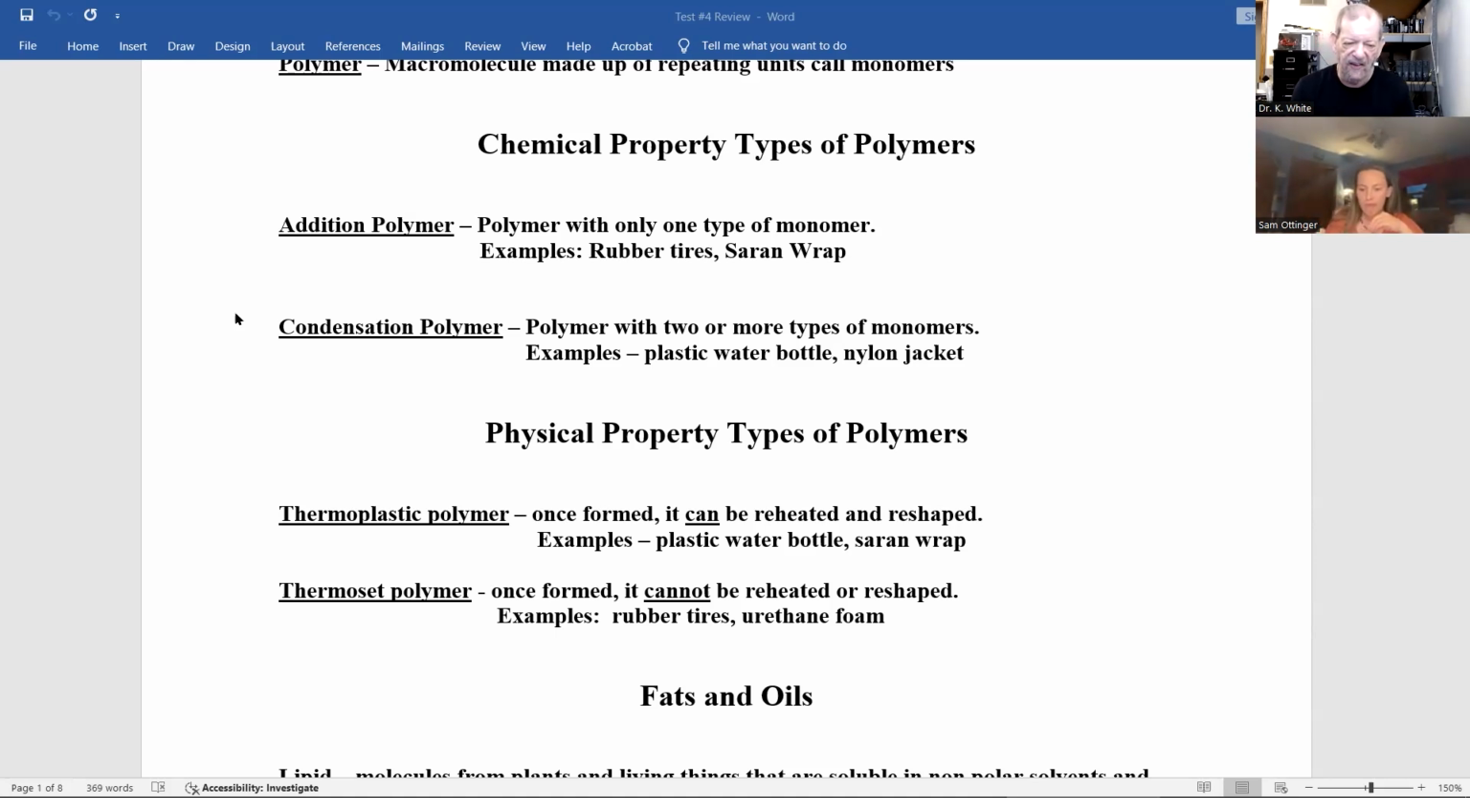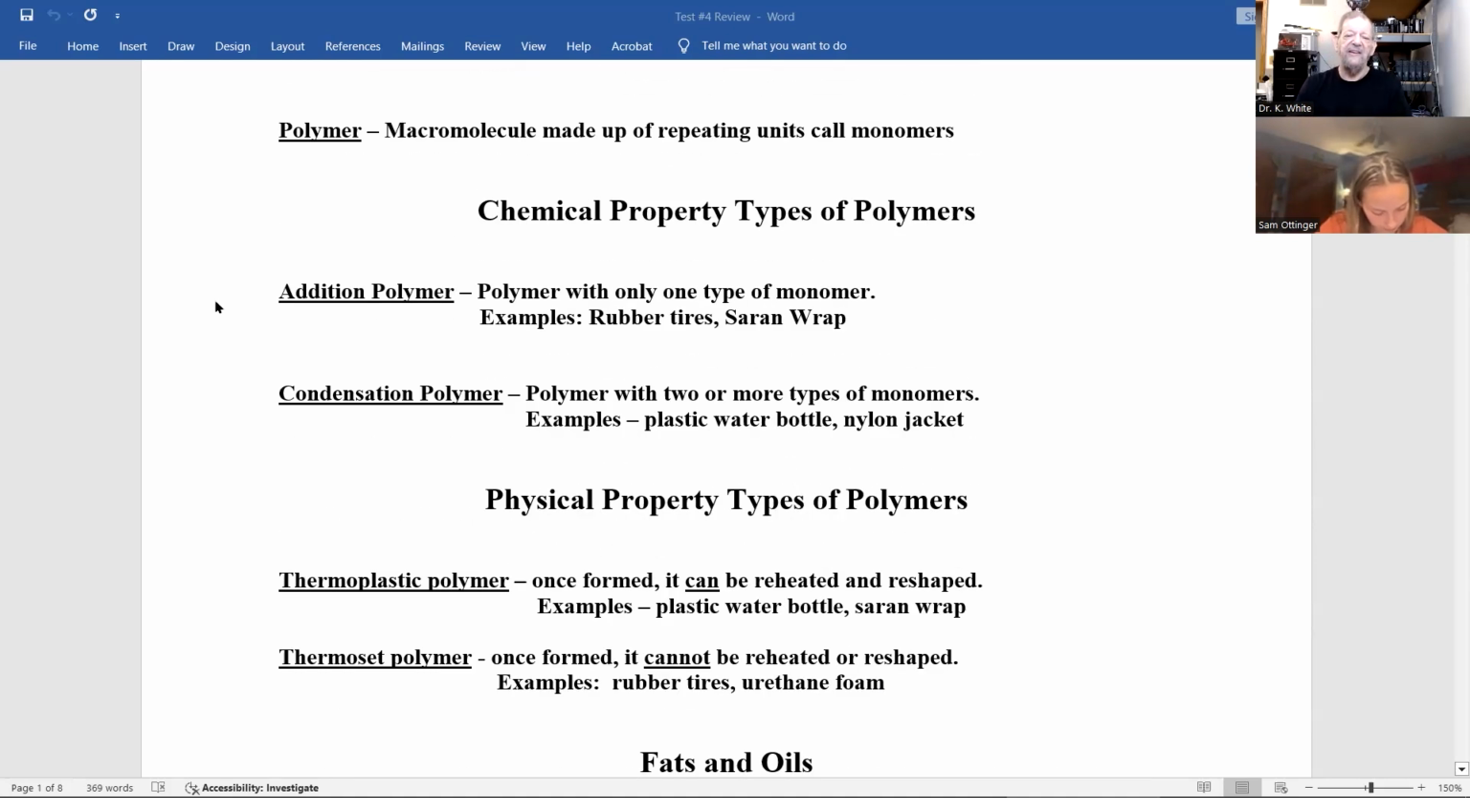Now, you should know also the definition of a thermoset. Once formed, it can't be reheated or reshaped. Example would be a rubber tire. If you heat it up, it just burns. It does not melt, so you cannot reshape it. That's one of the problems with rubber tires, why we have huge waste dumps of rubber tires, millions of them. Another example is urethane foam, and that's the foam you're sitting on in a chair or a car or other places. And that's the world of polymers in a couple hour lecture.